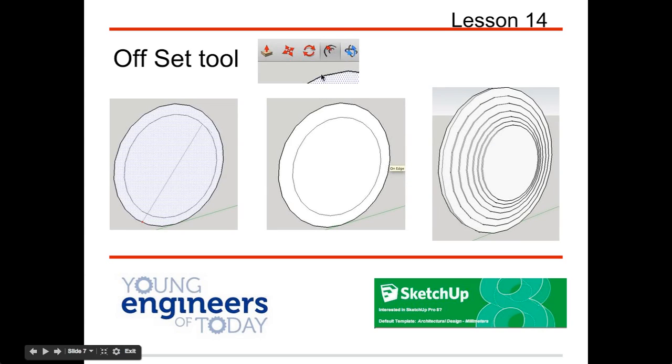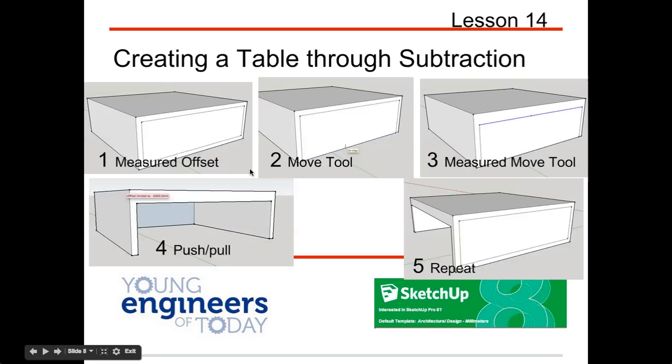We talked about that Offset tool, which creates this equally spaced border all around. You can use that for, for example, taking a box and making it walls to a room, or making almost a frame-like effect. We created a table through subtraction, and we went through these different steps. We started with that measured offset, and we wanted to make sure everything was measured as we moved along. So we gave the table dimensions so that we would know exactly how big it was, and we would know the size of each of the legs. We weren't just drawing shapes at this point.